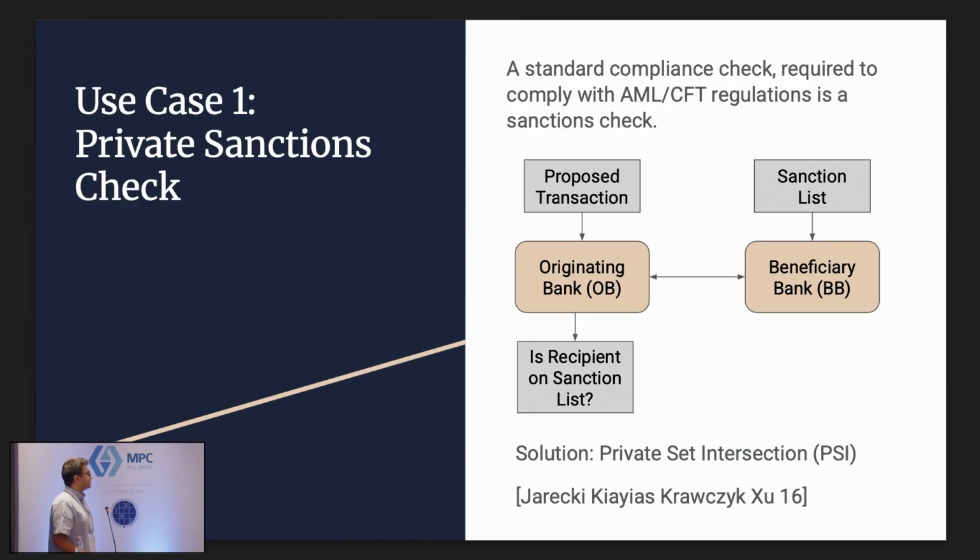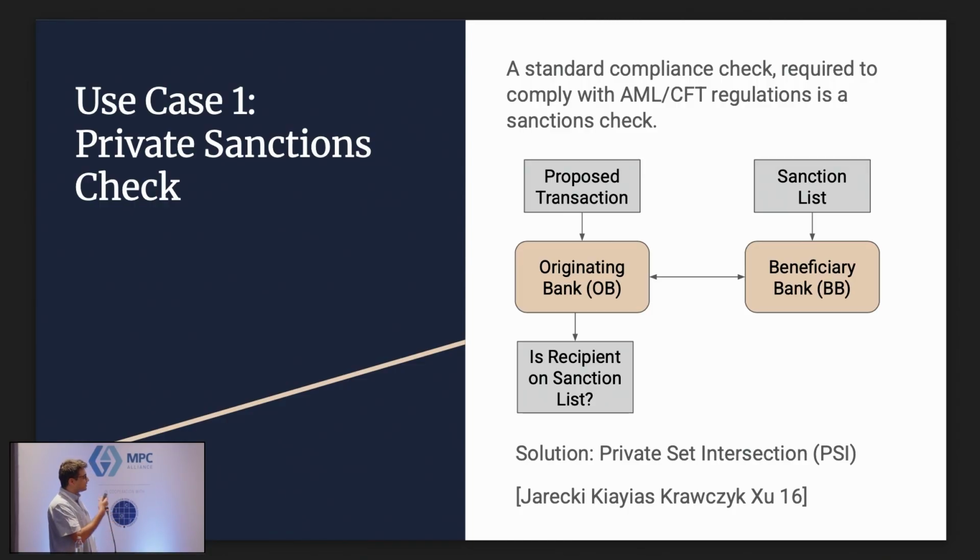So what are the checks exactly? The first check is that of a private sanctions list, that is, the check that the entities involved in the transaction don't appear on any sanctions lists. It proceeds as follows. An originating bank has a proposed transaction, which has to be verified against a sanctions list held by a beneficiary bank. Part of the sanctions list is public, so that first half of the check is straightforward.